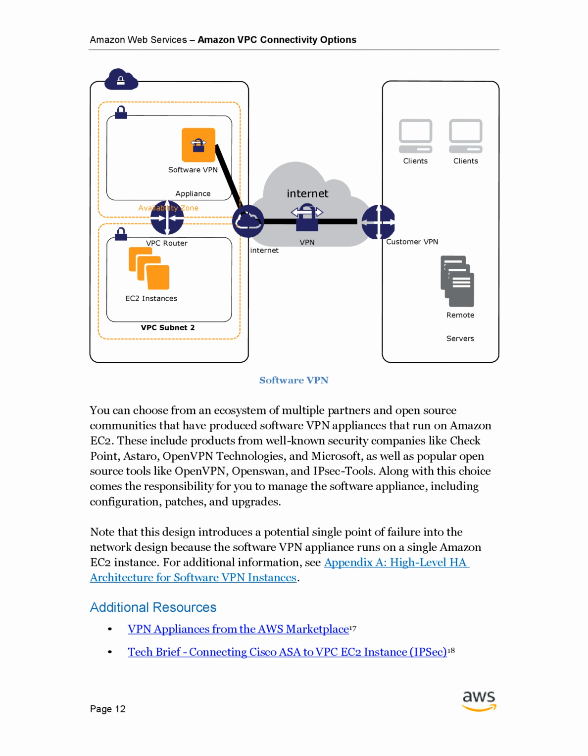Note that this design introduces a potential single point of failure into the network design because the software VPN appliance runs on a single Amazon EC2 instance. For additional information, see Appendix A, High-Level HA Architecture for Software VPN Instances.